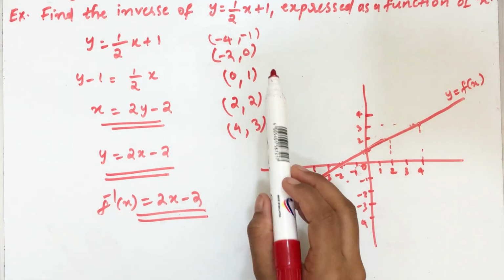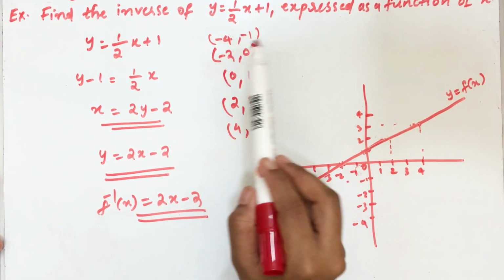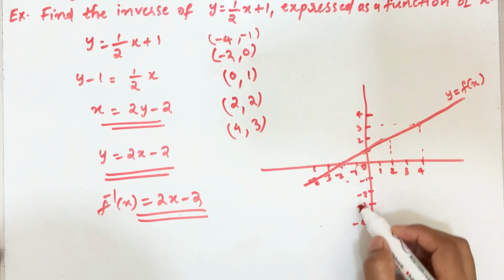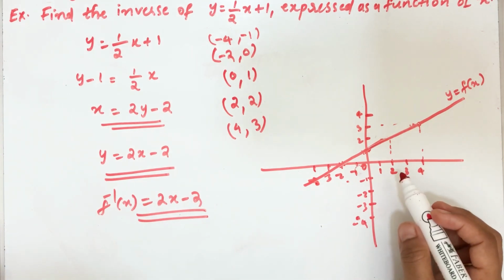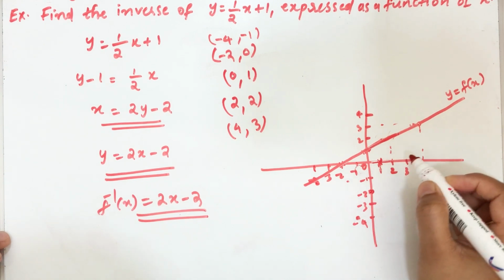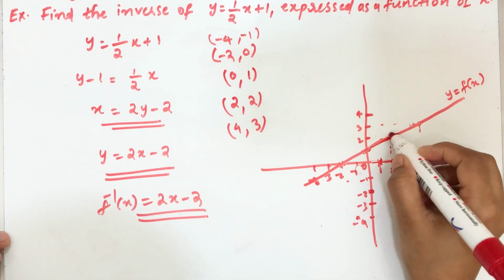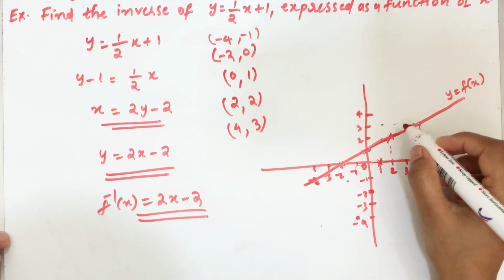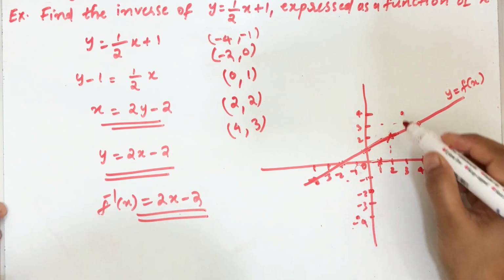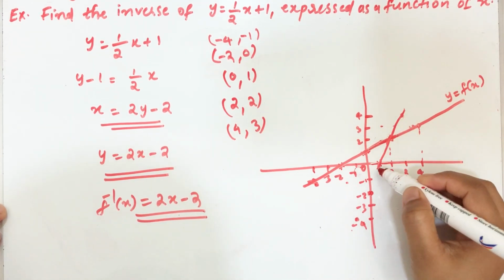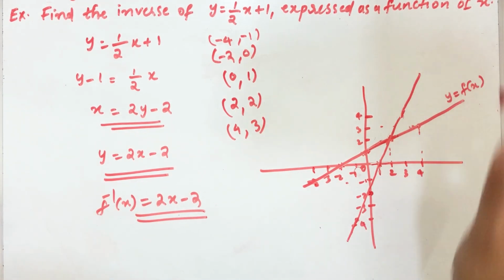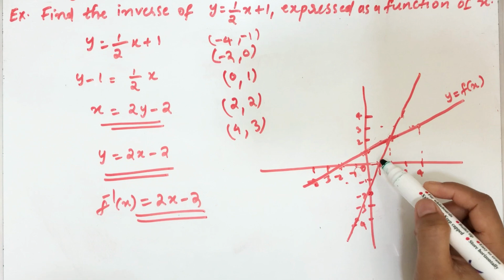To draw y equal to f inverse of x, we can just reverse these points. So minus 1, minus 4, 1, 0, and 2, 2, and 3, 4. Just reverse the points. Then the graph will be like this. This is the graph.